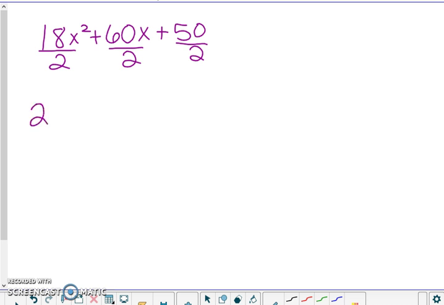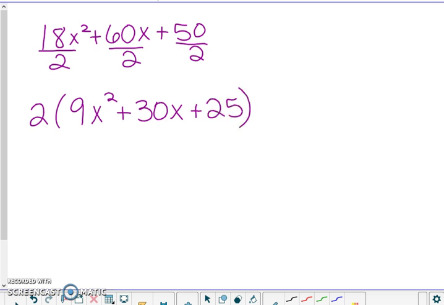So what I'm going to do is write that 2 I was dividing by on the outside of a set of parentheses. And 18x squared divided by 2 is 9x squared. 60x divided by 2 is 30x. And 50 divided by 2 is 25. And now that we look at it, we can see 9 is a perfect square, x squared is a perfect square, and 25 is also a perfect square. So we're going to factor our perfect square trinomial here. The square root of 9x squared is 3x. We're going to put a plus sign because our 30x is positive, and the square root of 25 is 5. And then, of course, we're going to put our exponent of 2. So we have 2 times 3x plus 5 quantity squared, and that gives us our most complete factorization of 18x squared plus 60x plus 50.